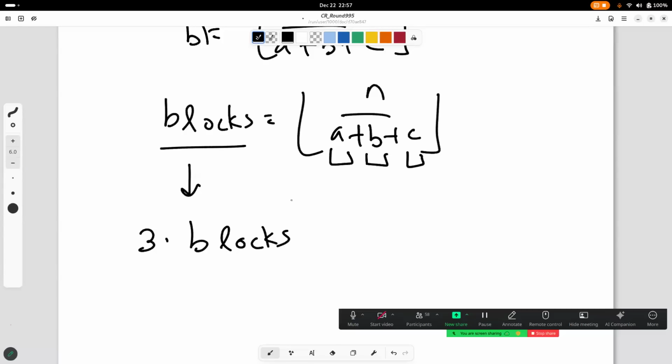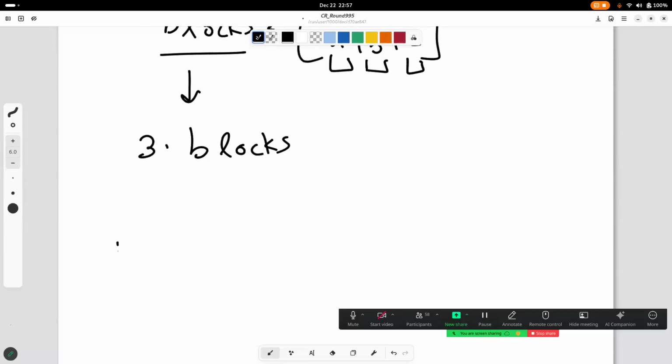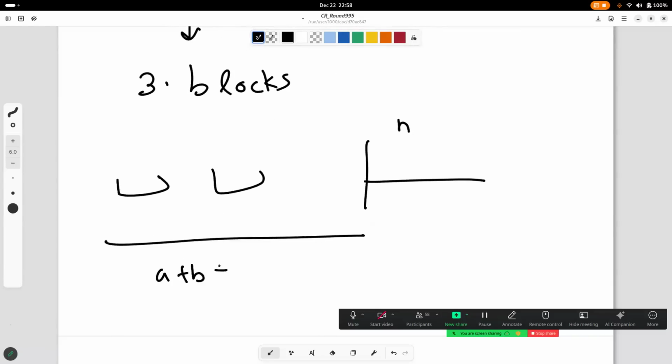And yeah, after you walk these many blocks, you would be left with some value of N. That is, you have walked these many blocks, each being A plus B plus C kilometers, times the number of blocks. And at the end you would be left with N modulo A plus B plus C kilometers to walk.